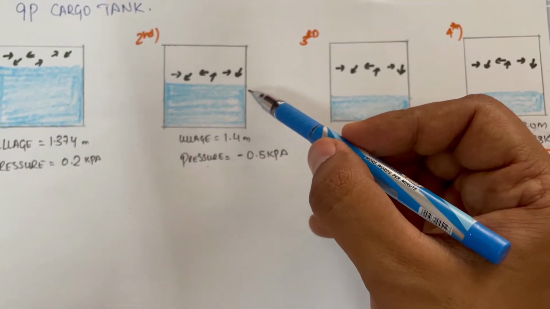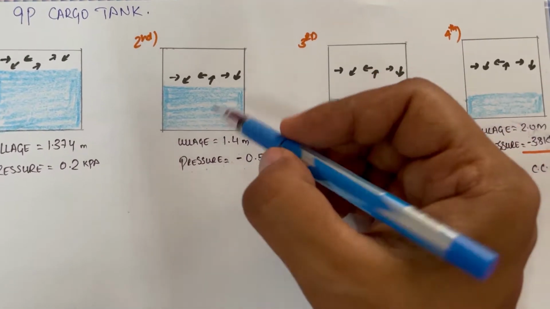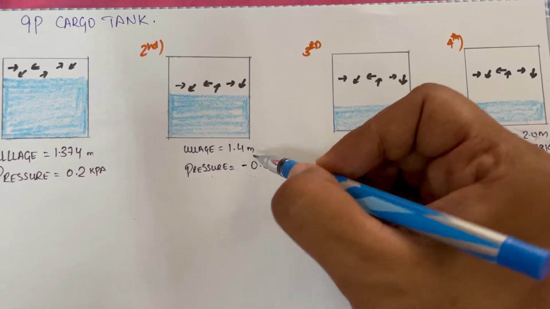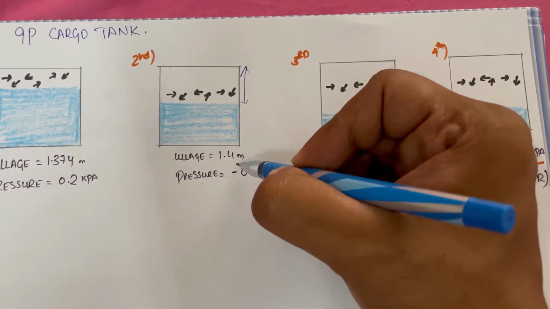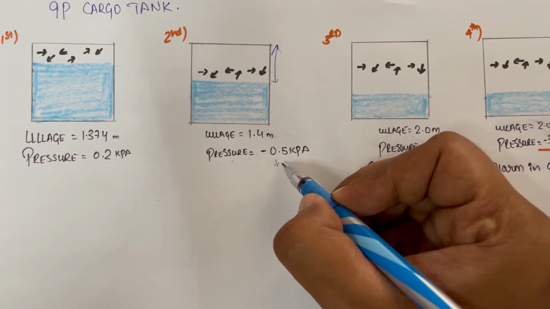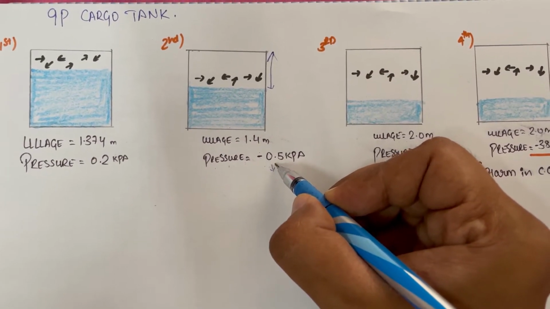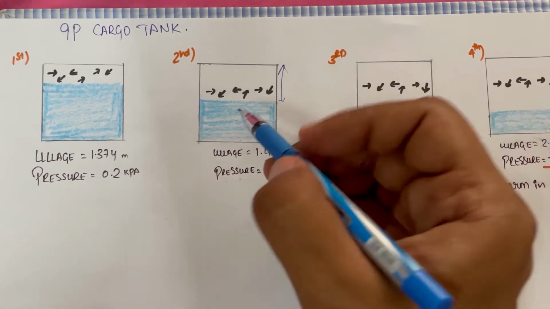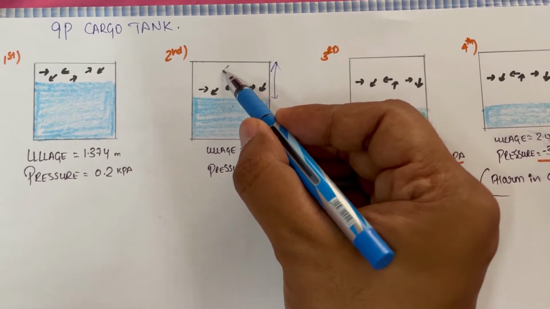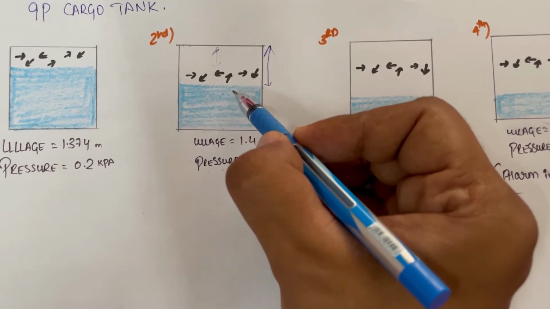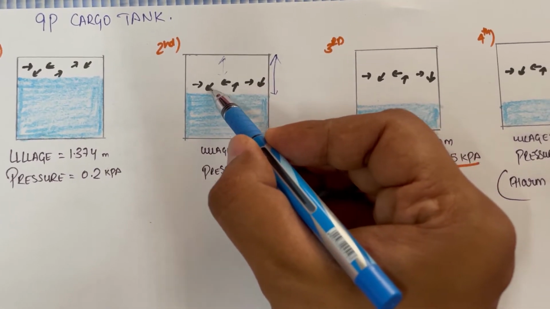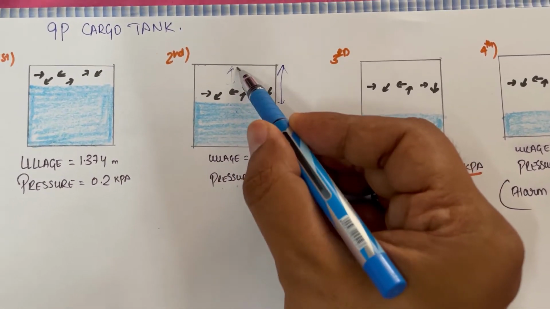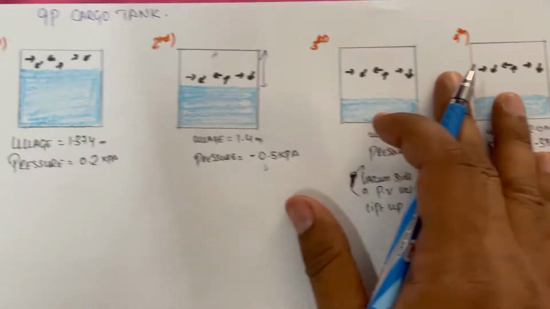Now on the second stage, let us assume that we have started discharging. What will happen? The LH will start increasing because this gap has started increasing. So the LH has increased to 1.4. Now the pressure will go down and it will start going into vacuum, because space is created as we discharge the cargo, so there is space being left inside the tank. If we have the same amount of air, then we would start having vacuum inside the tank.